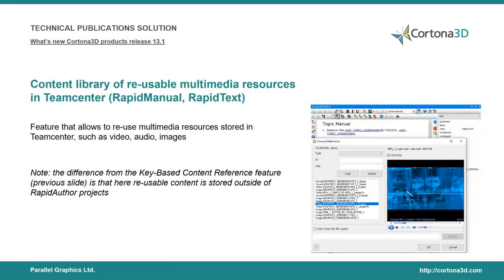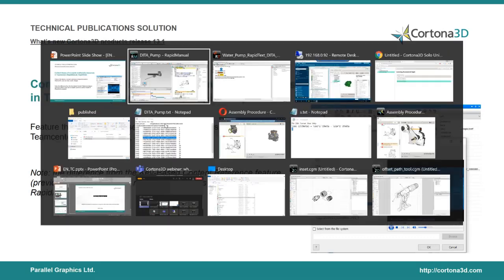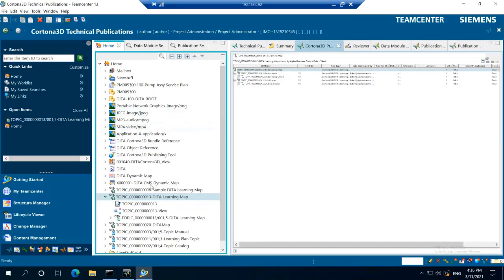And also there is another new feature, very similar, but not quite. So with this one, instead of referencing something inside another RapidAuthor project, you can instead use resources stored in Teamcenter directly, and this could be basically any multimedia resource, such as image, video, audio, for example. And this is specific for Teamcenter integration. So now let's check this.